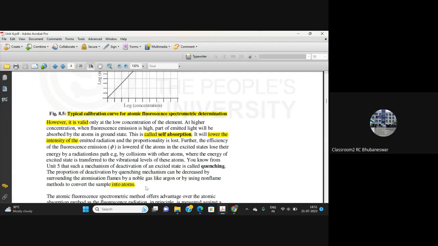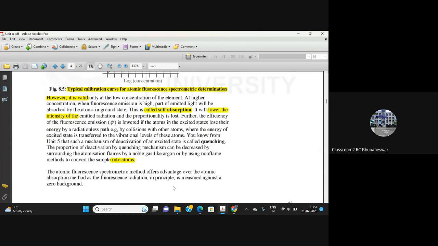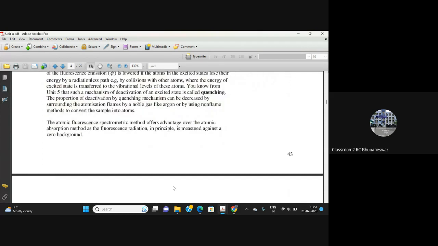In the presence of oxygen, if it comes in contact, last class we discussed that dissolved oxygen is also a factor for quenching, because these oxygen molecules are generally in the triplet state. They will come in contact with the molecule and quench the process. So if you use some noble gas, it may reduce the quenching process. Okay.